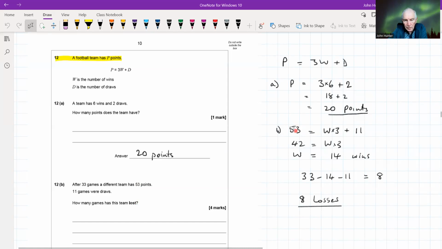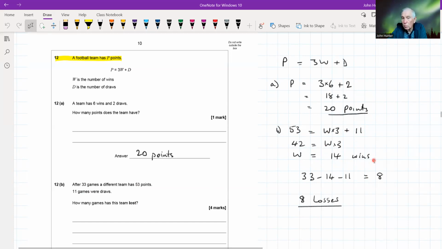But we've got the 53, and that's going to go in for the number played. 11 were draws, so we've got 11 there. So we've got 53 equals W times 3, 3W, plus 11. And if we subtract 11 from each side, it's going to give us this. And then divide through by 3 is going to give us W is 14 wins.